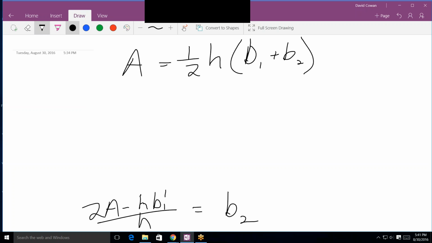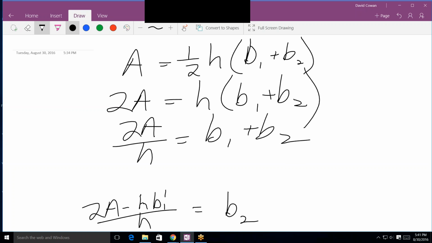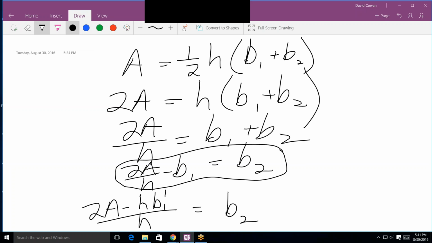First step is to multiply everything by 2. Second step, divide everything by h. Third step, subtract b1. So you get 2a over h minus b1 equals b2, and that is the same as what we got doing it the harder way. They are the same. In other words, you can take this lower answer, split it into two fractions, and you get 2a over h minus b1.